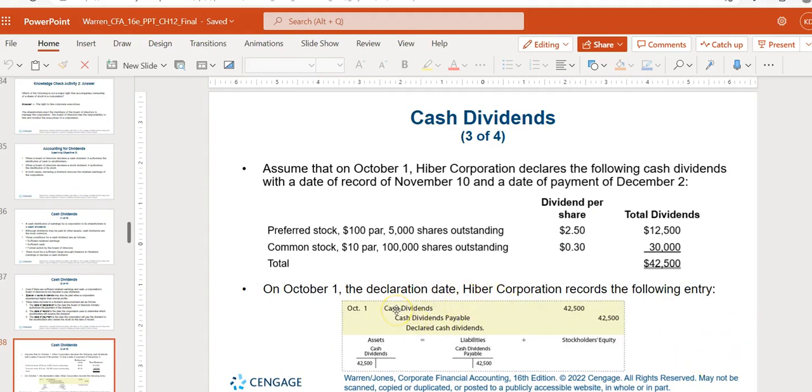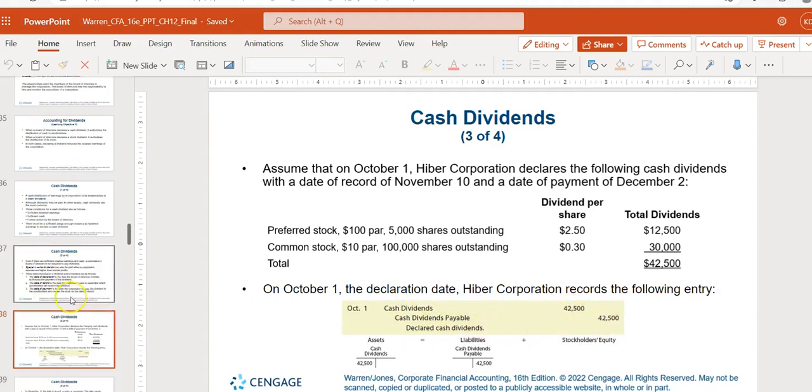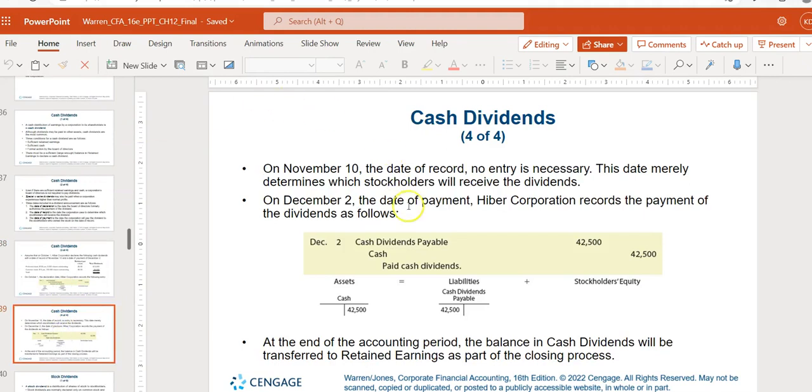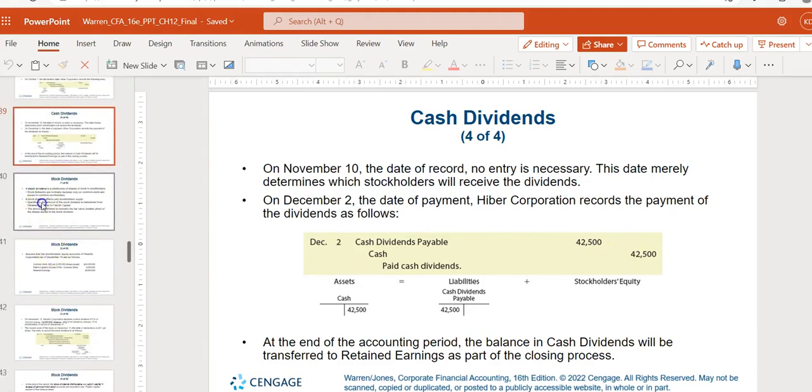As soon as we declare it, I record the cash dividends payable. Once November 10th, that's going to be the date of record. There's no journal entry. And then here is when I'm going to pay it. And that's it. Short, sweet, and easy.